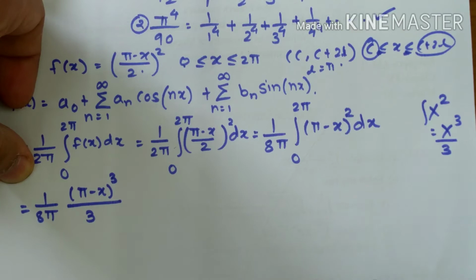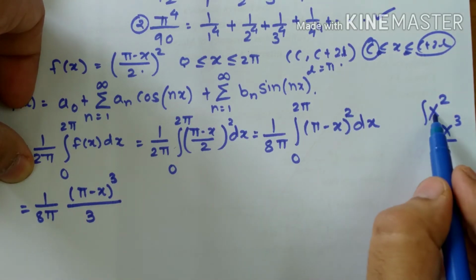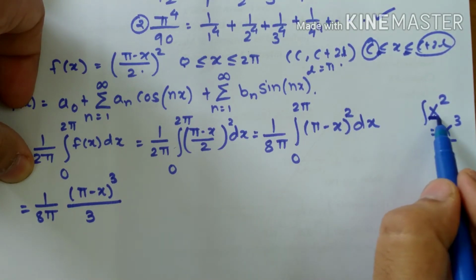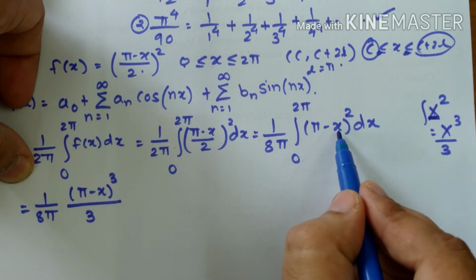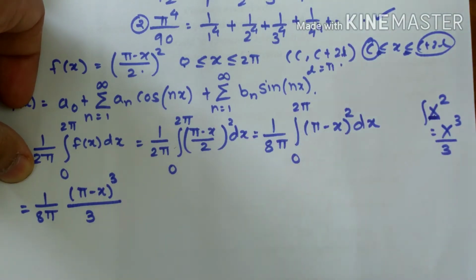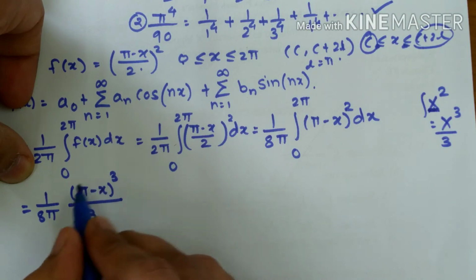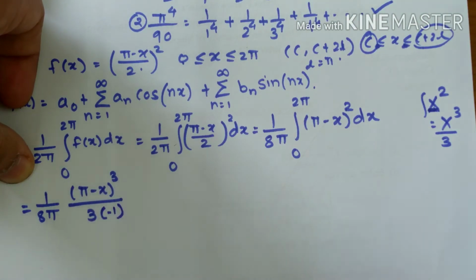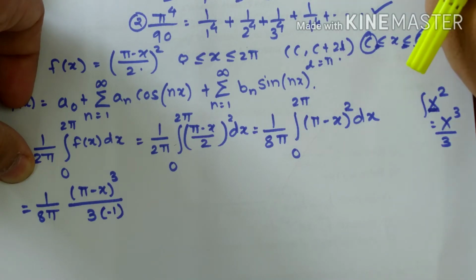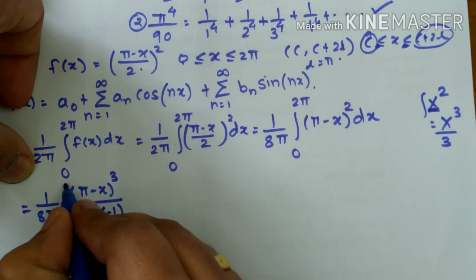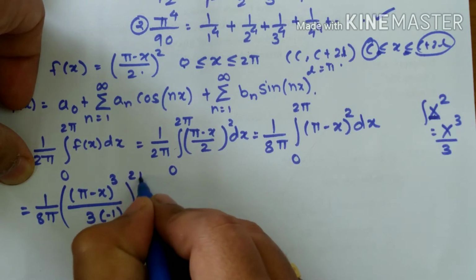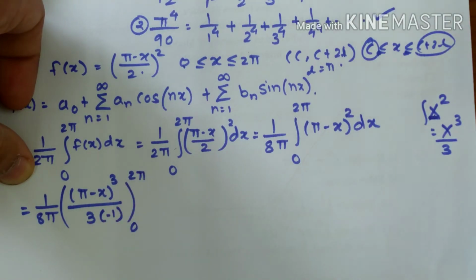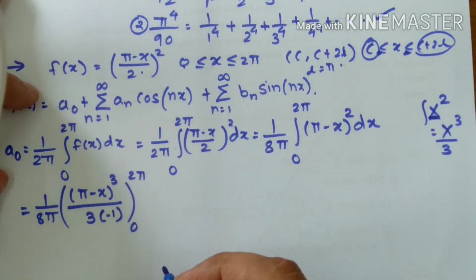At the same time, the term capital X is nothing but pi minus x. Hence, we need to divide this particular numerator by the derivative of pi minus x. The derivative of pi minus x is minus 1. Limits from 0 to 2 pi. Is it okay? I hope this idea is clear.